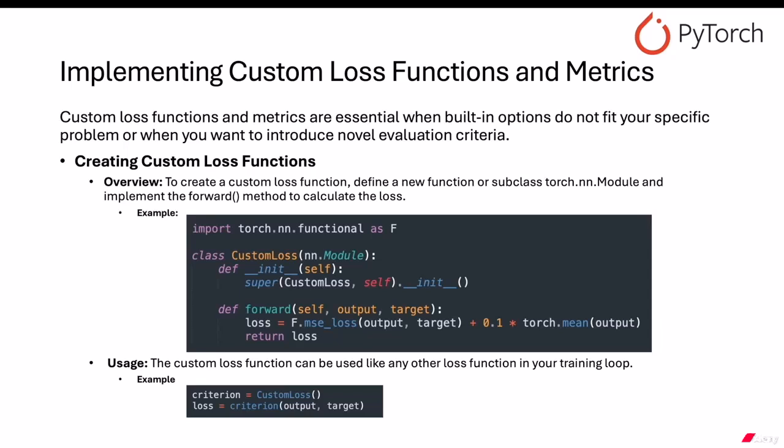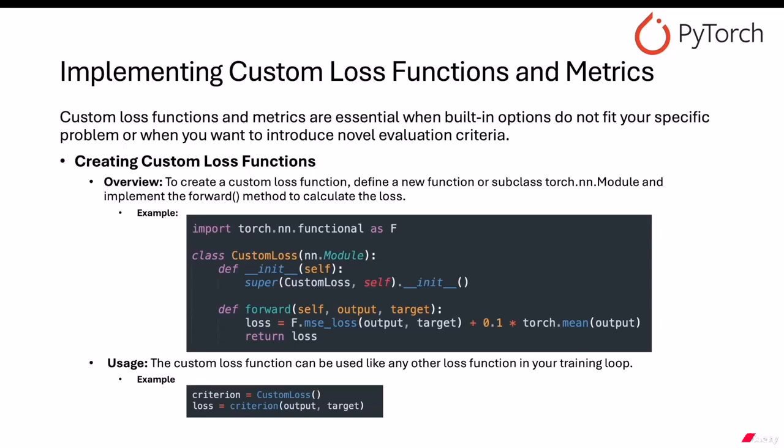Create the custom class with nn.Module and define the two functions, init and forward. Inside init, I'm calling the super class, passing the custom loss and self, and calling the initialization method of super. Then in the forward function, I'm passing self, output, and target, and loss equals F.mse_loss of output and target, plus 0.1 times torch.mean of output, and then return the loss. The custom loss function can be used like any other loss function in your training loop.